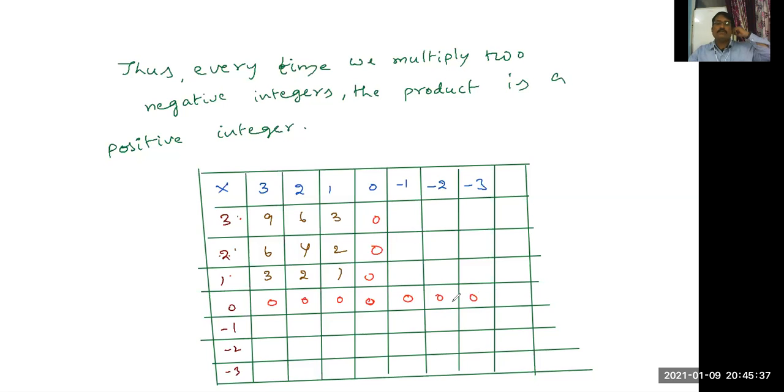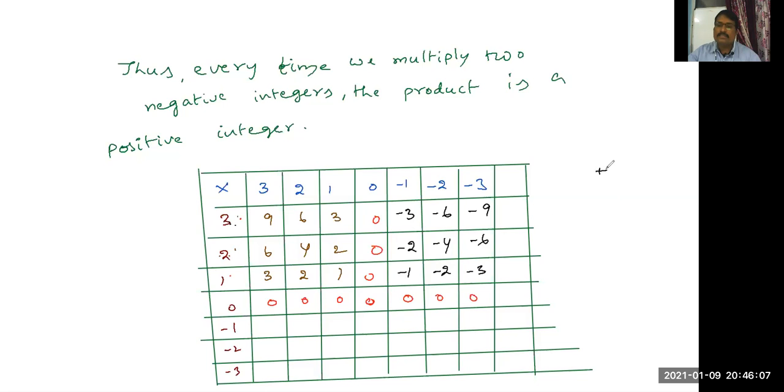Now I am going to take another. Next. So 3 into minus 1 is equal to minus 3. 3 into minus 2 is equal to minus 6. 3 into minus 3 is equal to minus 9. Just like that, 2 into minus 1, minus 2. 2 into minus 2, minus 4. 2 into minus 3 is minus 6. 1 into minus 1 is minus 1. 1 into minus 2 is minus 2. 1 into minus 3 is minus 3.